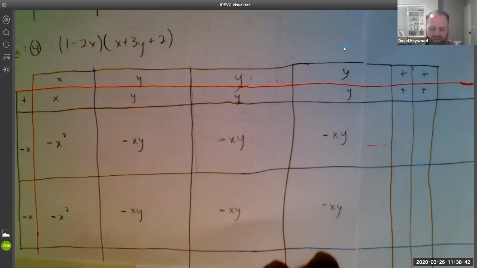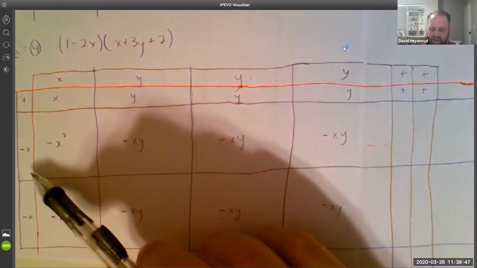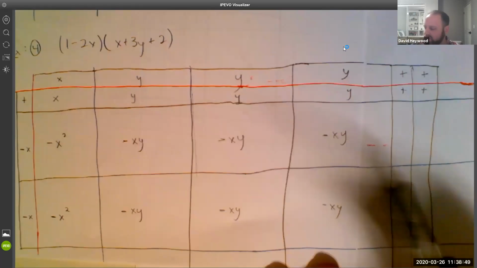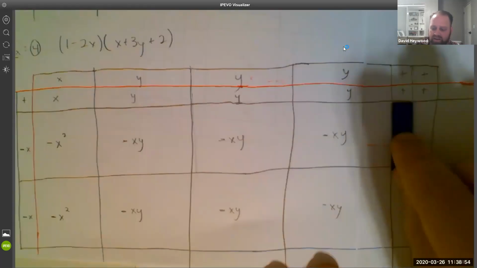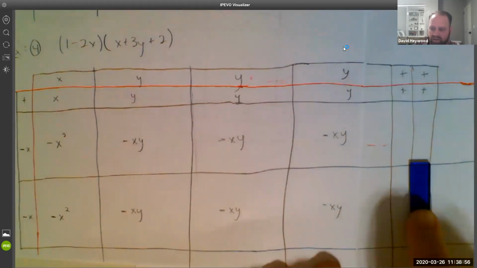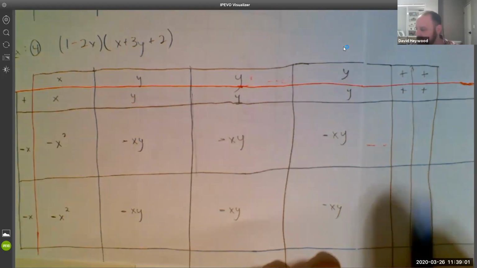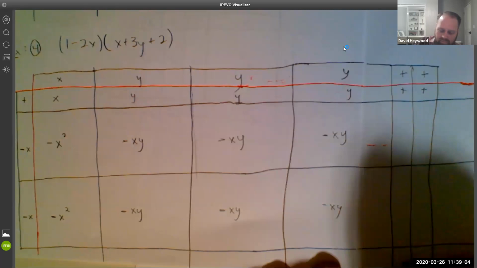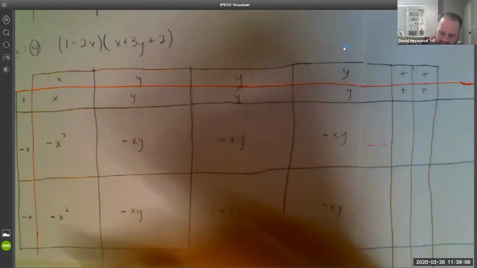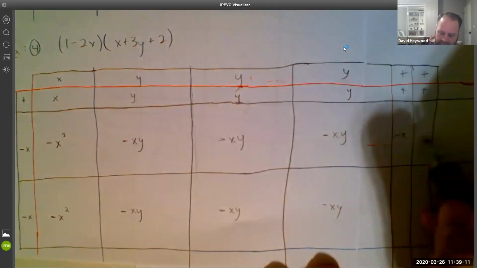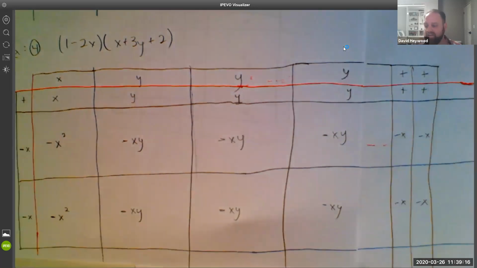This tile should have a width of x, right? So it should have a width of x and a length of 1. That's going to be an x tile then, right? So an x tile goes there, there, there, and there. Although they should all be negative, because it's a negative x times a positive 1. Okay.